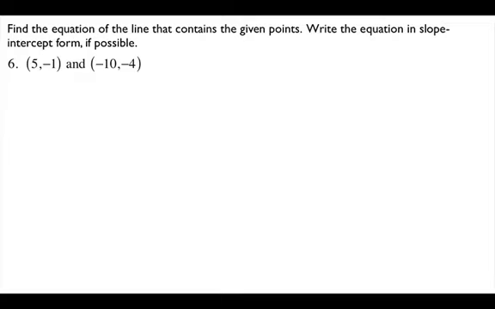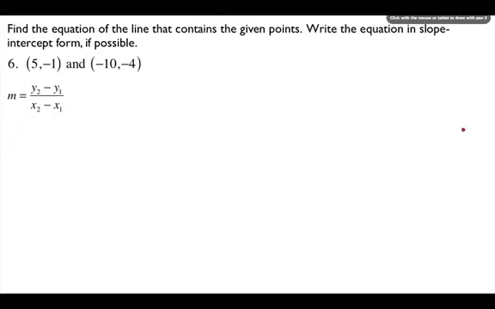Find an equation of the line that contains the given points. Write the equation in slope intercept form if possible. So at this point, they don't give you the slope and a point. They give you 2 points. But you know a formula that if you know the 2 points, you're able to find the slope, which is this formula.